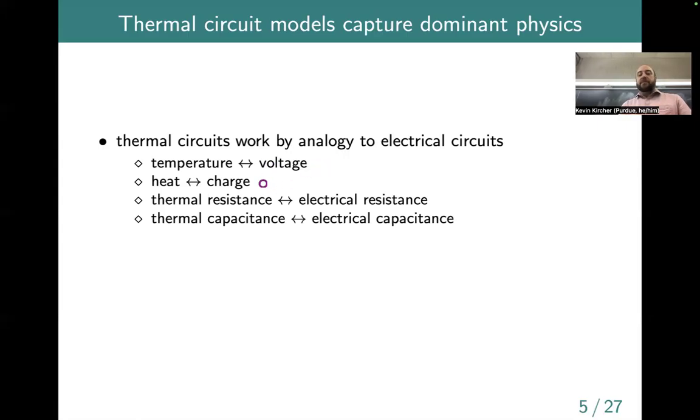The thing that flows around is charge, right? So current is the flow of charge. And we will talk about heat, or the flow of heat, in thermal circuits. And then there's a direct analog between resistors on the electrical side and thermal resistors, and capacitors as well. So a resistor basically is something that impedes the flow of current or the flow of heat. And then a capacitor is something where charge or heat can accumulate.